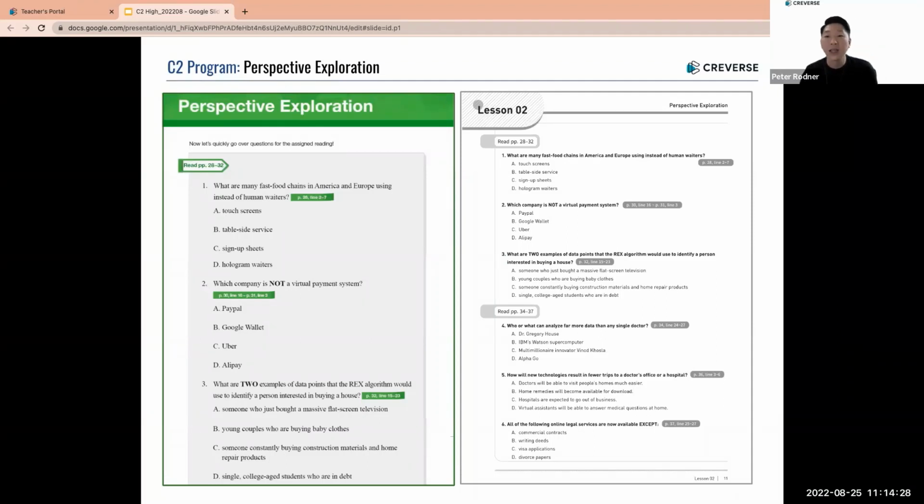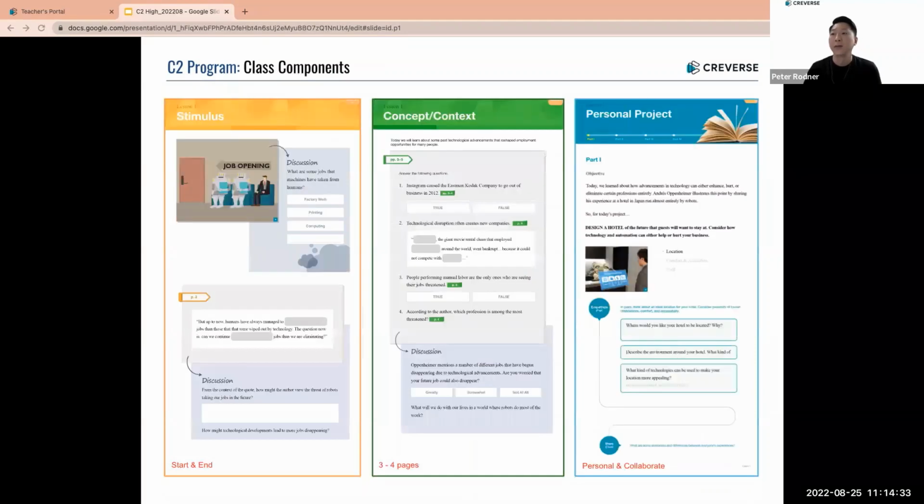So overall, the lesson is really composed of 3 components, okay? The first component is the stimulus. You'll have this at the beginning of your lesson and at the end of your lesson, pretty much, before the project. The stimulus is just introducing the topic, helping them build their own perspective, and then going back to that perspective once they've learned some information, okay?